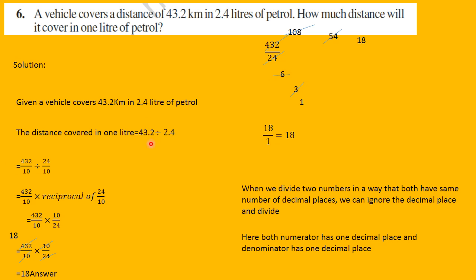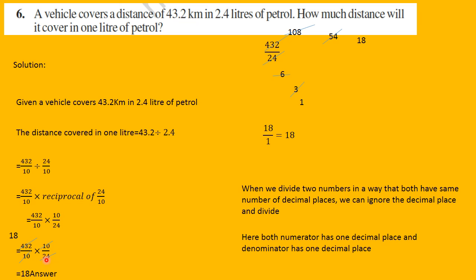So you will write it in terms of fractions. 43.2 can be written as 432 upon 10, because one decimal place. 2.4 is 24 upon 10, one decimal place again. Okay. Now divided by is changed into multiplication by the reciprocal: 432 upon 10 into the reciprocal of 24 upon 10, which is 10 upon 24. So 10 and 10 get cancelled.